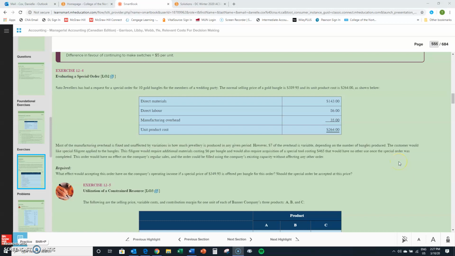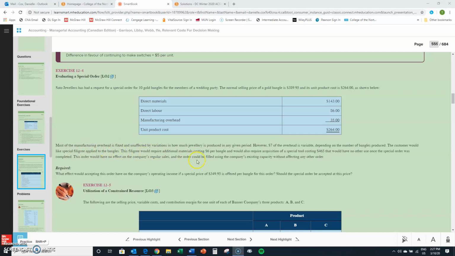Exercise 12-4, Evaluating a Special Order. So this company has a request for a special order of 10 gold bangles. The normal selling price, $389.95. The costs are given here.